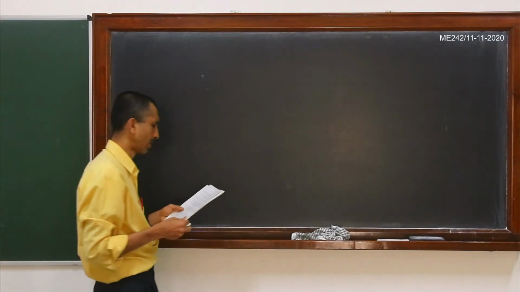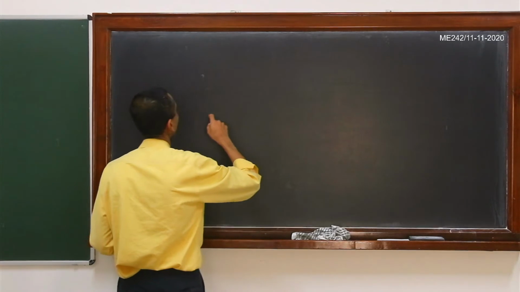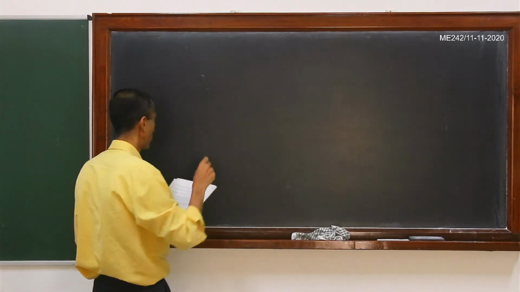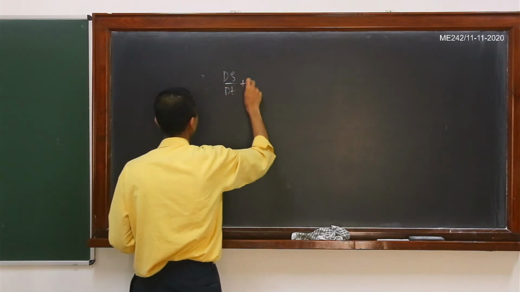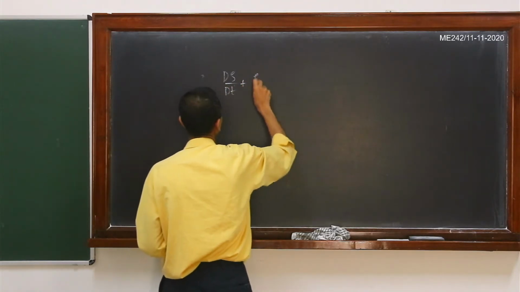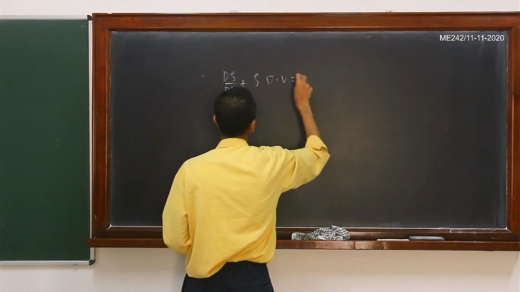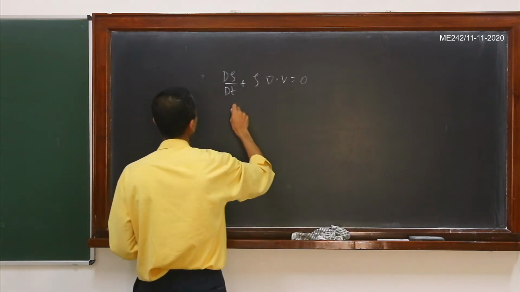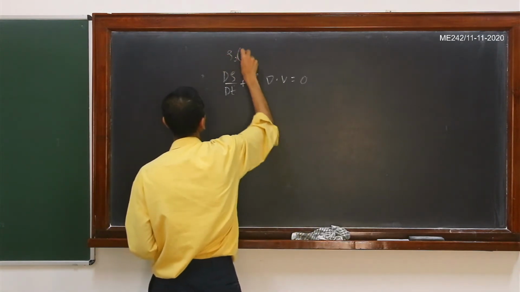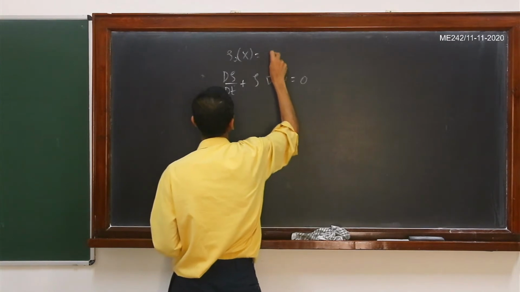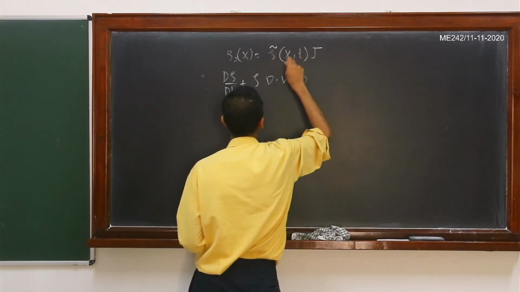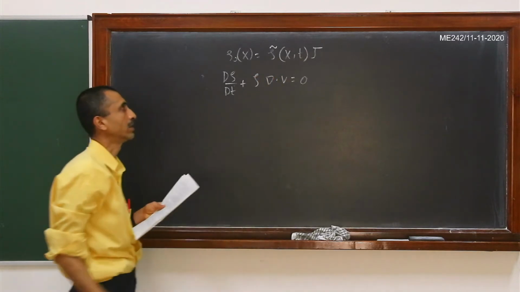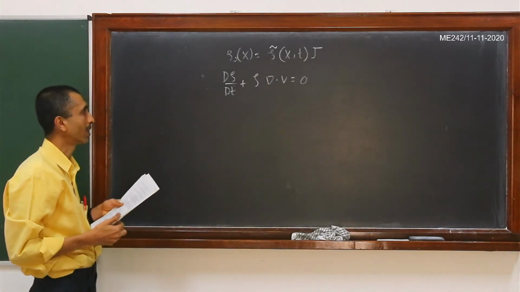So last time we were looking at the equations of mass conservation. We derived the Eulerian form of mass conservation, so I'll just write that again: rho, del dot b equal to 0. And we also derived the Lagrangian form, which was rho naught of x is equal to rho tilde of x comma t times j. So these are the two forms, the Lagrangian and the Eulerian forms, that we derived for mass conservation.